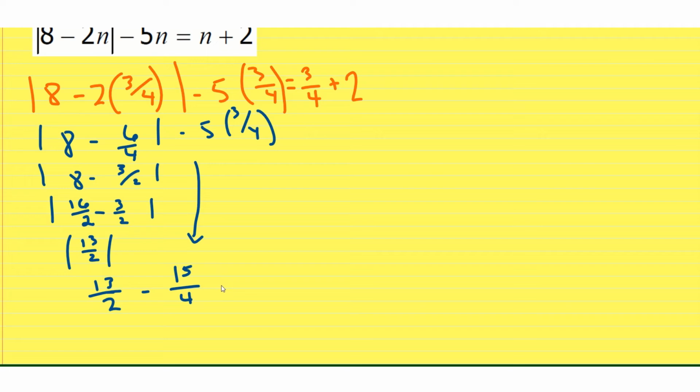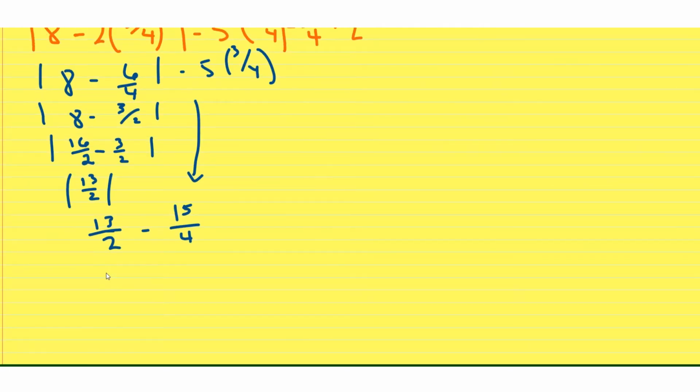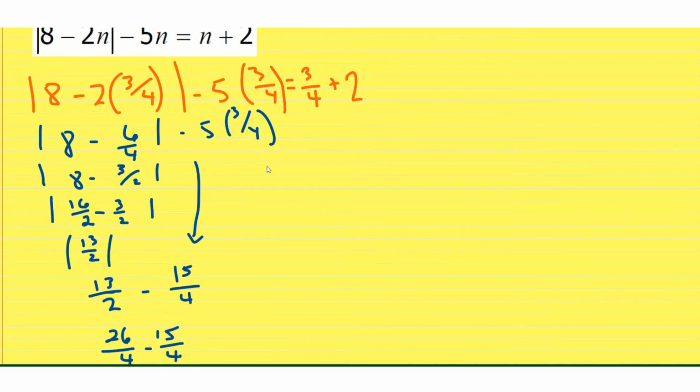And if I go ahead and change this up to have the same denominator, I could have 26/4 minus 15/4. 26 minus 15. What is 26 minus 15? Do you have your calculator? Okay, 11/4. 11/4 is what that's equal to. Alrighty then, so now we need to do the other side. I've got the equals over here, equals all this stuff.